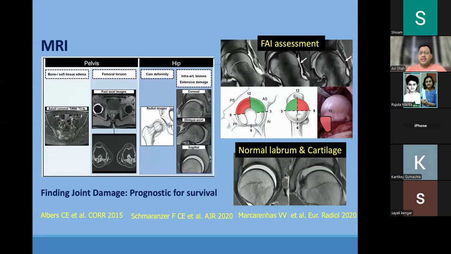And then, as I said, we get different types of sequences, which are known as radial sequences, to see the FAI if we have it. Then you can look at intraarticular lesions: you look at your coronal, your oblique axial and sagittal to look at your cartilage and your FAI assessment. And also you can look at your entire acetabulum.